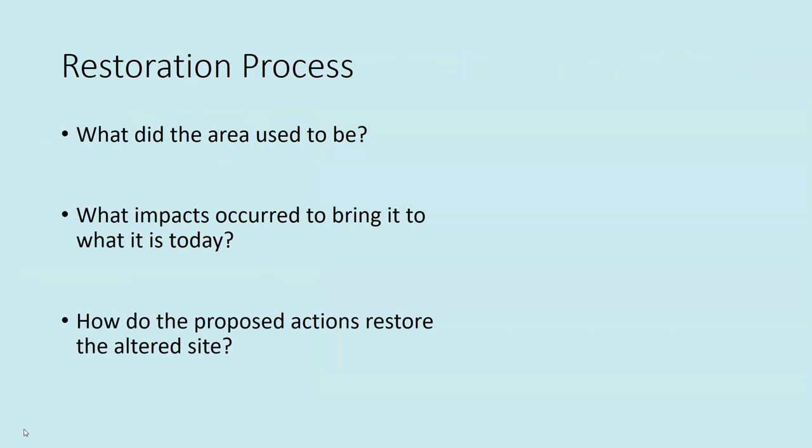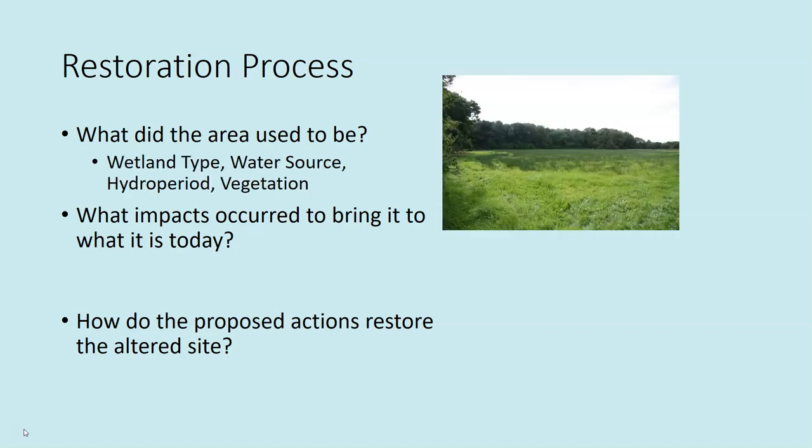Now, in terms of a restoration process, if we were coming up to some degraded wetland or an area of land that used to be a wetland, there's three primary questions that I often ask that we all should ask. So what did the area used to be? What impacts occurred to bring it to what it is today? And how do the proposed actions restore that altered site?